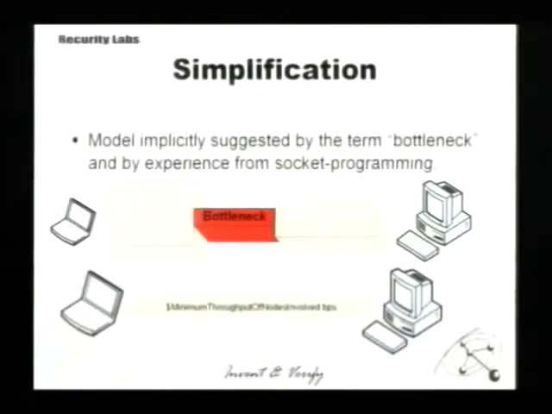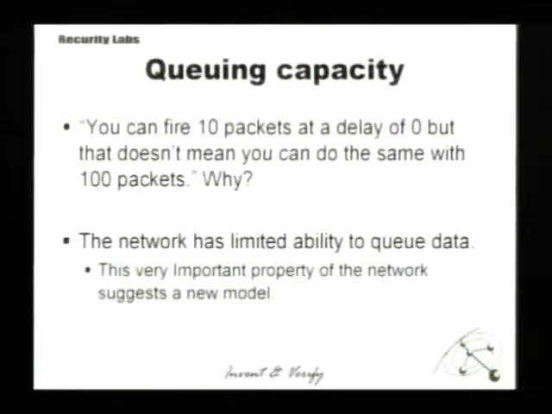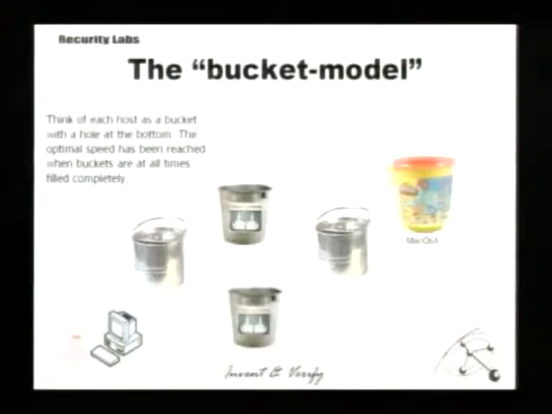This model here totally ignores the queuing capacity of the nodes, which basically means that, well, we all know you can fire 10 packets at a delay of 0 seconds, and they will actually return. But that doesn't mean that you can take 100 packets, and that will work as well. So the network has this limited queuing ability, and we will have to take care of that. And all of this suggests a new model, which is the bucket model, I called it.